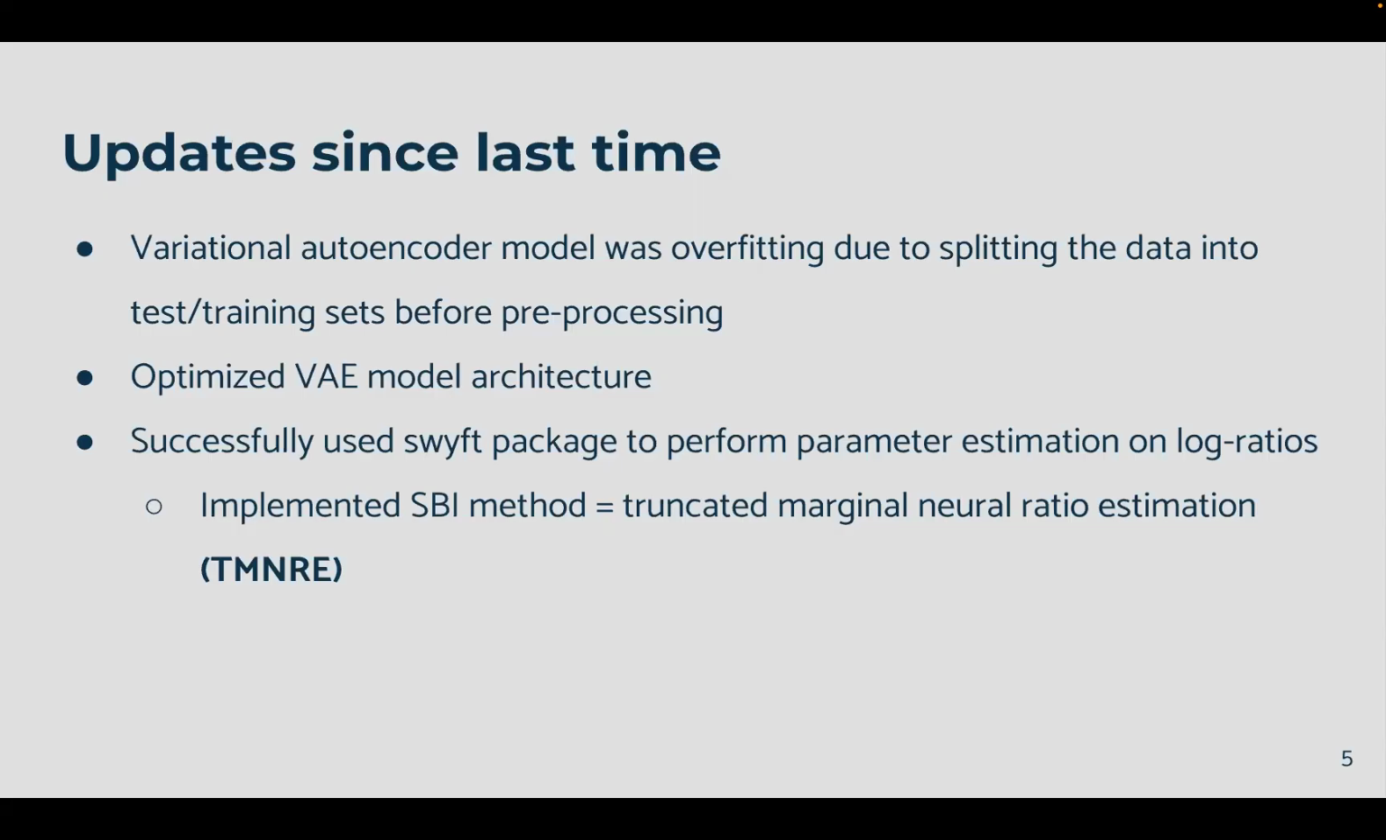And we were able to use a Swift package, which is just for SBI, to perform our parameter estimation of log ratios. In this case, our SBI method is truncated marginal neural ratio estimation. We'll find out what each of those words means in a little bit.